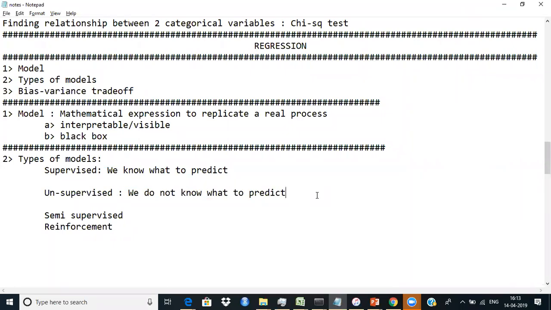Example is, let's say, I do not know how many types of people are in this room, because I don't know what those types are. But I know that not all of you are similar. What I need to do is create groups. Why do I need to create groups? So that I can deliver this course customized to different groups.